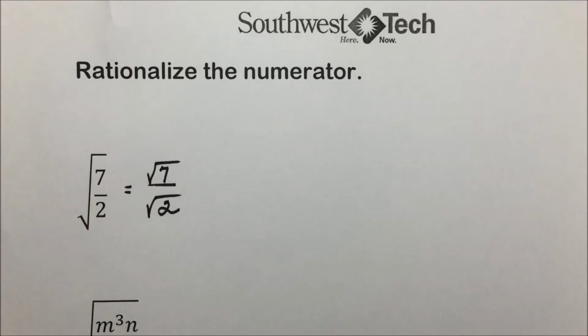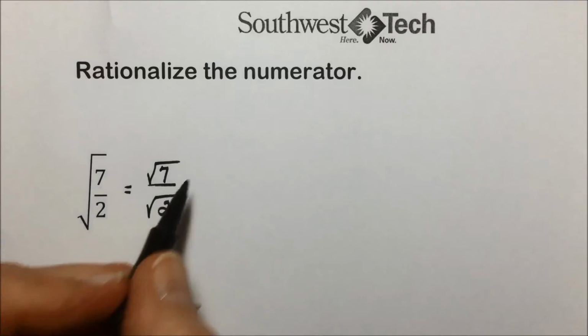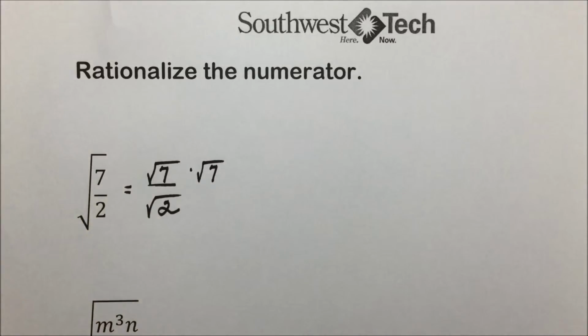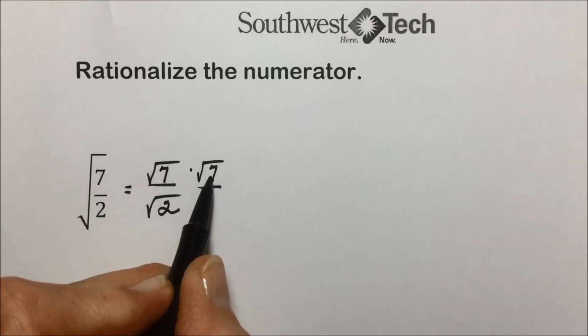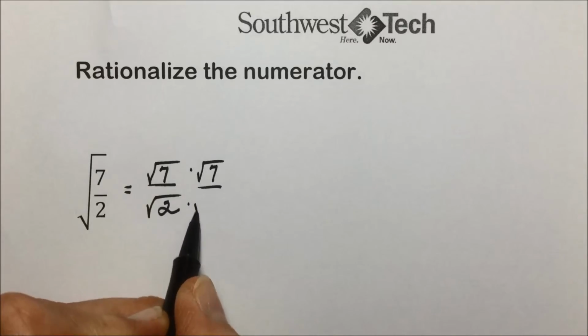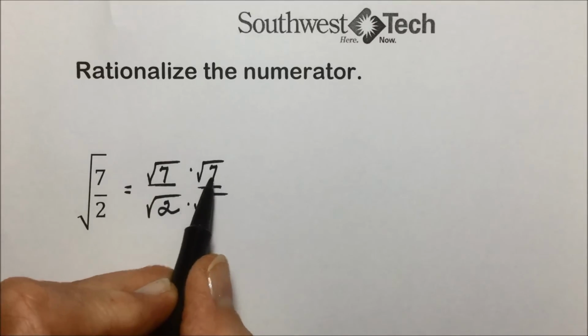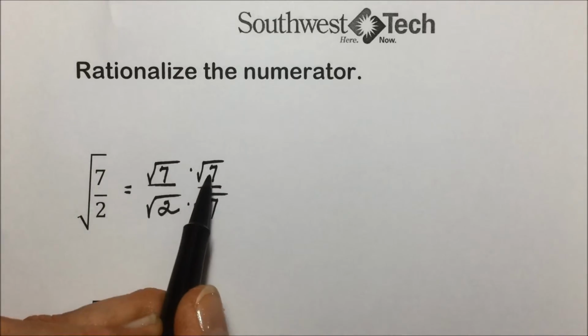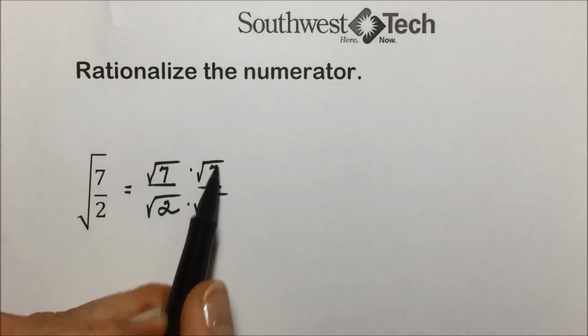We have 7 to the first power. We want to get rid of that 7 to the first power. We need a perfect square. That would require us to have another 7 underneath the radical. If we're multiplying the numerator by square root of 7, we need to multiply the denominator by square root of 7. Square root of 7 over square root of 7 is 1.